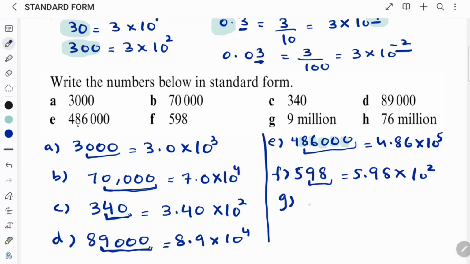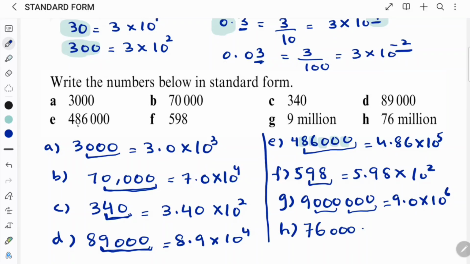Part G, 9 million. Million means 6 zeros: 1, 2, 3, and then again 1, 2, 3. 6 zeros means 10 to the power 6. So 9.0 times 10 to the power 6. Part H, this is 76 million. 76 and then 6 zeros, and one more for the 7, so power 7. So that is 7.6 times 10 to the power 7.